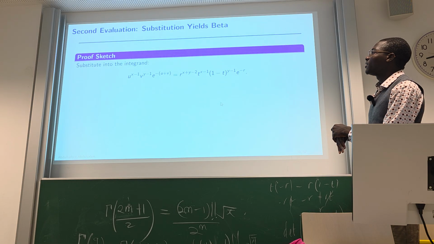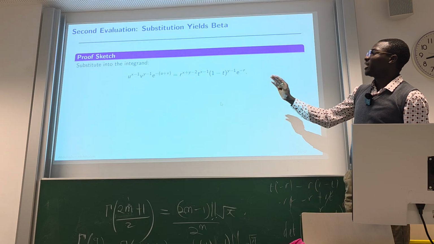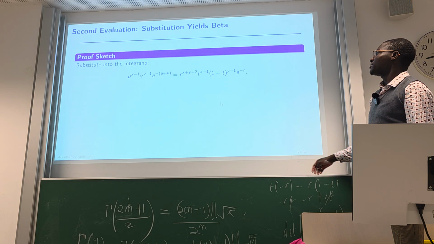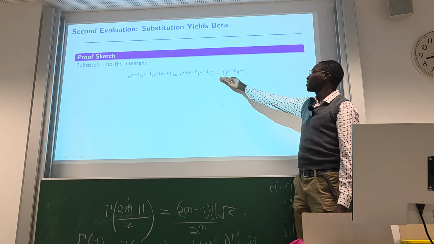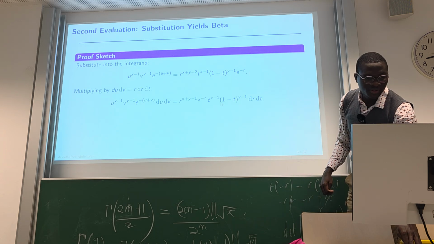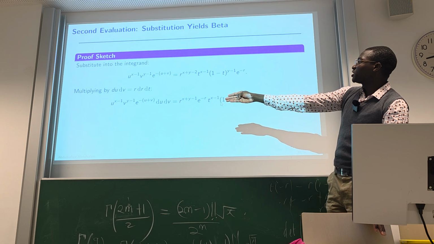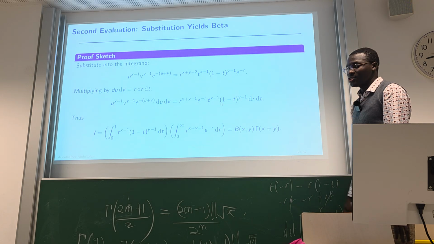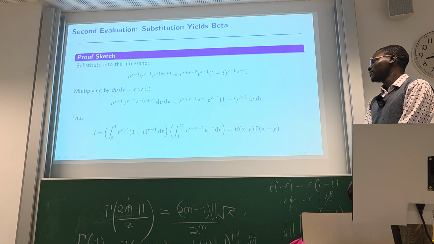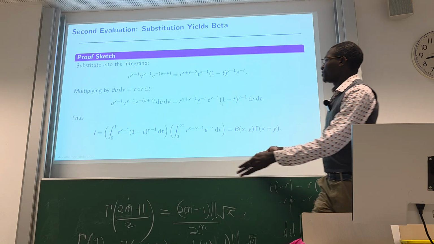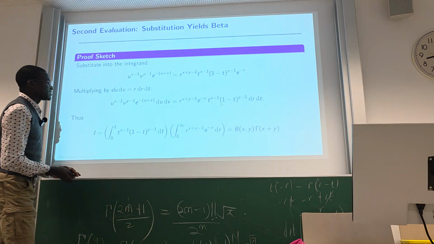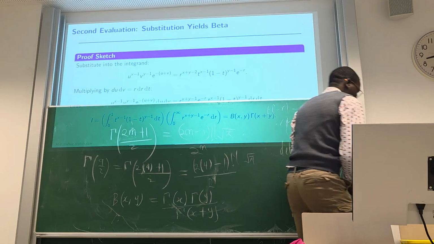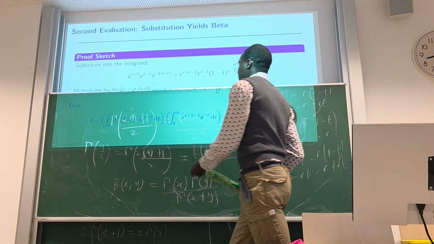So what happens? When you make the substitution, u equals rt and v equals r times 1 minus t, this product becomes this. When you multiply by the du dv, you get this. And that's just this. Okay, but let's give it a little bit of an explanation.